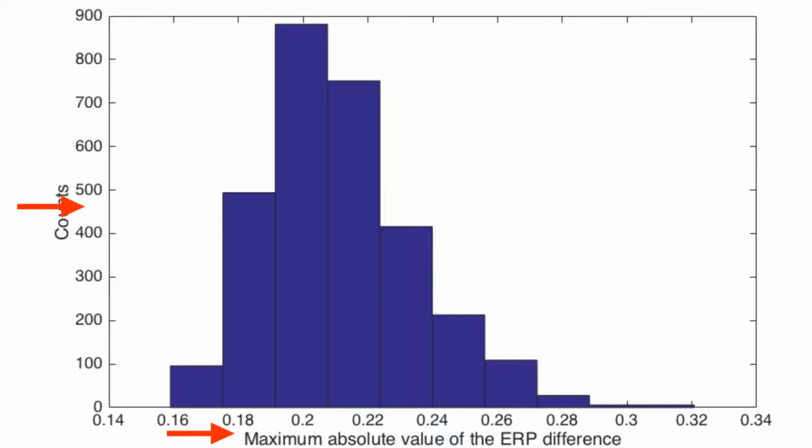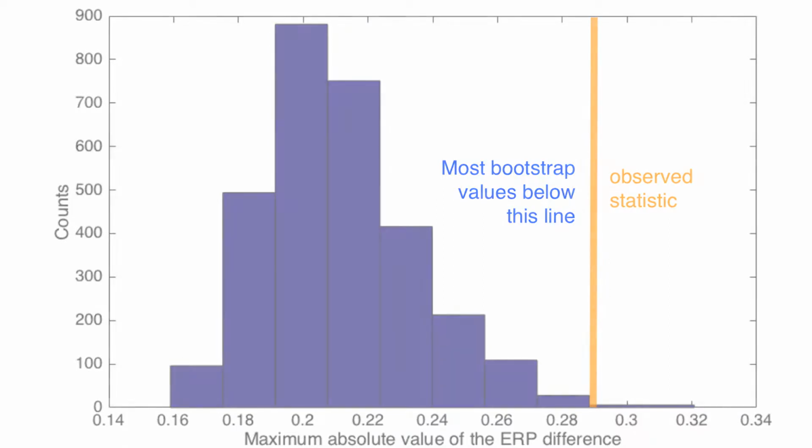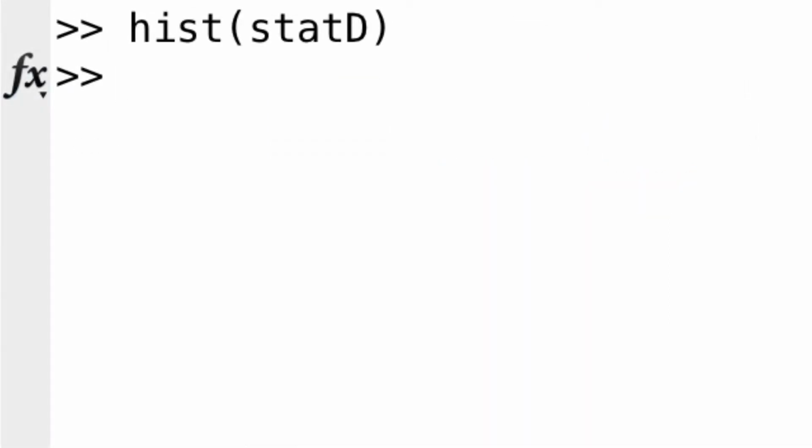If we compare this distribution of bootstrap statistic values to our observed statistic value, we see that most of the bootstrap values are smaller than our observed statistic. This visualization suggests that our observed statistic is unlikely to occur in our bootstrap distribution. To quantify this observation, let's compute the following.